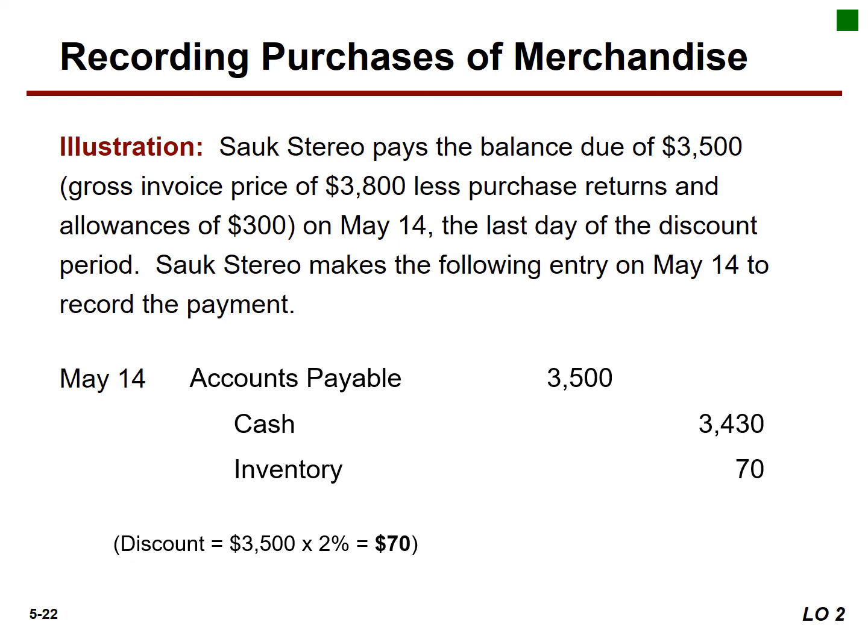Obviously, the reason we're going to debit accounts payable for the full amount that's owed is that if we didn't do that, if we went in there and debited accounts payable $3,430 and credited cash $3,430, it is still going to look like Sauk Stereo still owes PW Audio Supply $70. But after they pay this $3,430, Sauk Stereo does not owe them a dime.